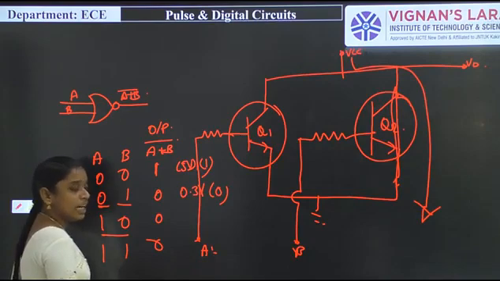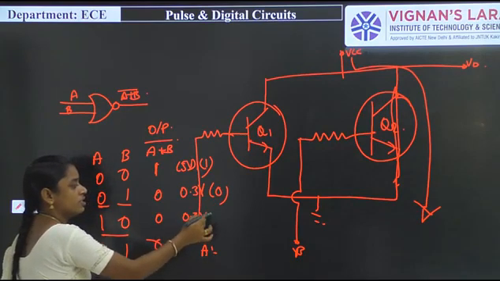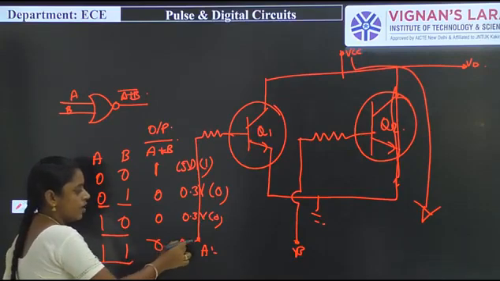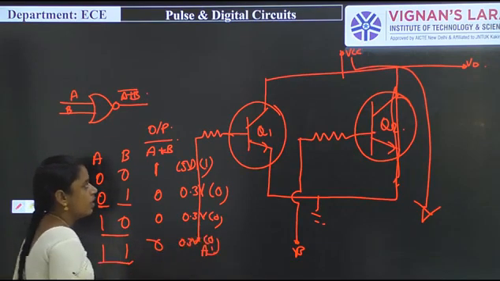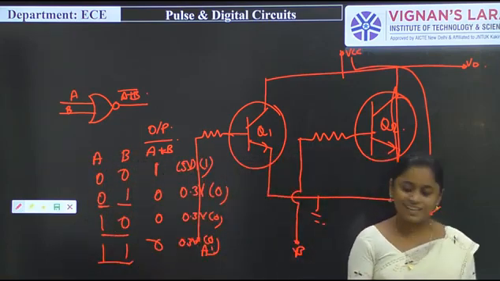So in that particular time the Q1 is in on condition. Obviously the output will be 0.3 volts. That is 0. So the next condition, that is 1-1. So simply we have to say that both the transistors are in on condition. That's why there is a path of VCC signal to reach at the ground. So the output will be 0.3 volts. That is 0. So this is the NOR logic by using RTL.